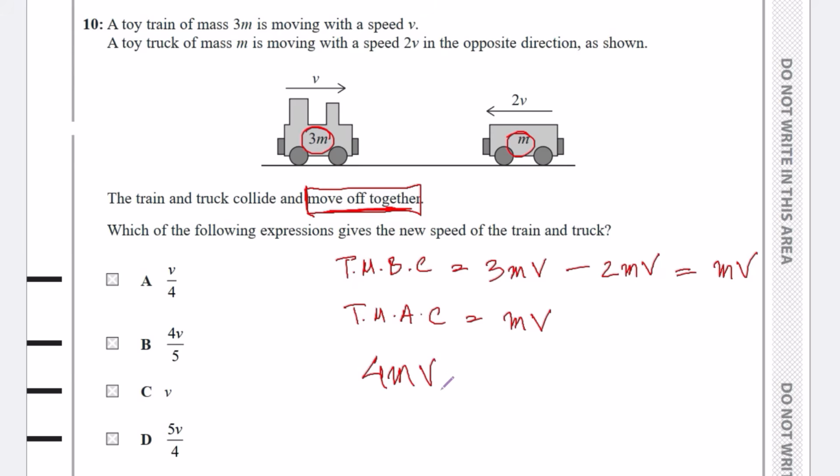4m times vf, let's call that vf, the final velocity with which they move off together, equals mv. So this m cancels out. So the final velocity is the velocity v divided by 4. So the only option that matches this is A.